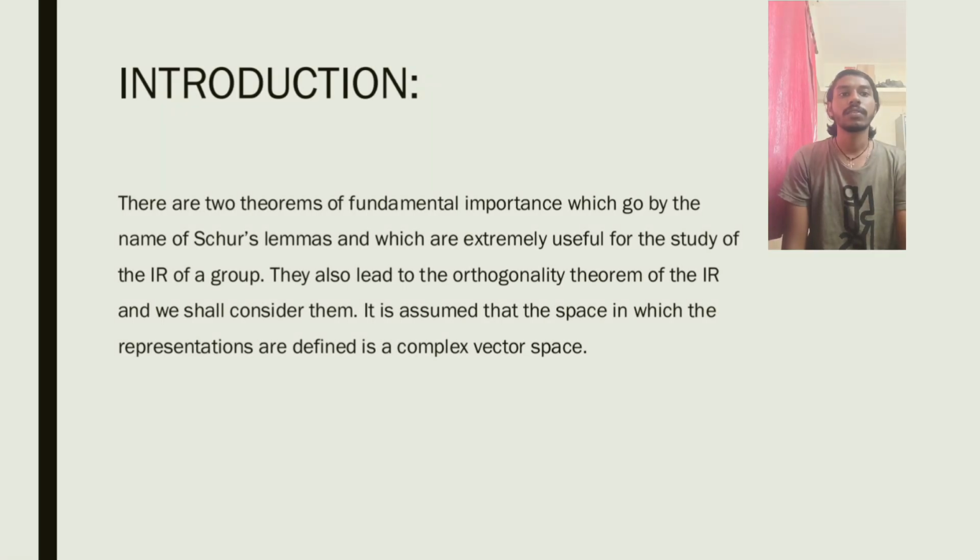There are two theorems of fundamental importance which go by the name of Schur's lemma and which are extremely useful for the study of the irreducible representation of a group. They also lead to the orthogonality theorem of the irreducible representation, and we shall consider them. It is assumed that the space in which the representations are defined is a complex vector space.